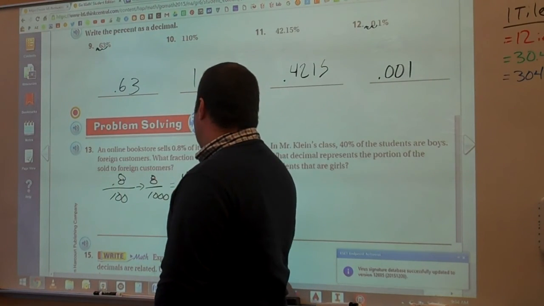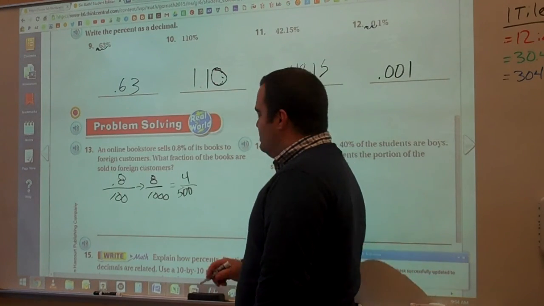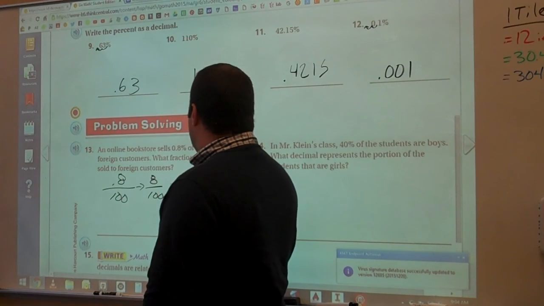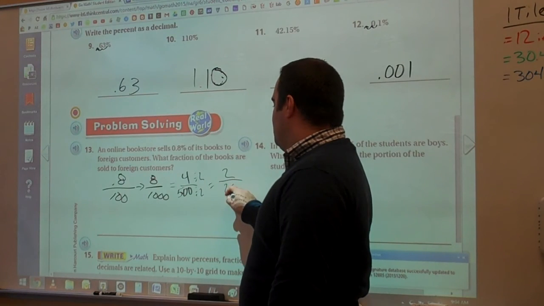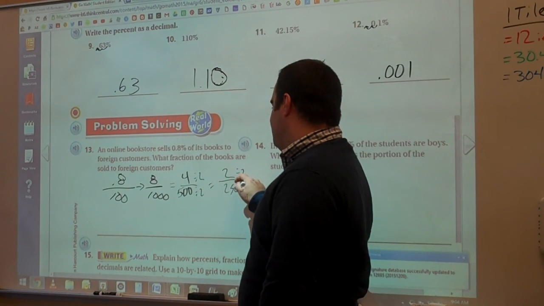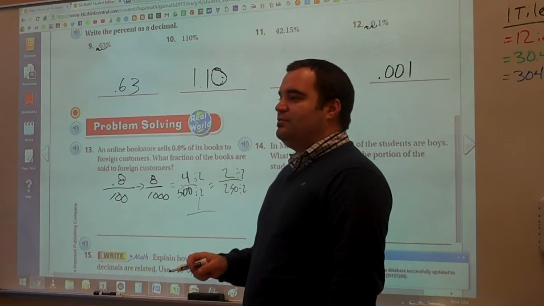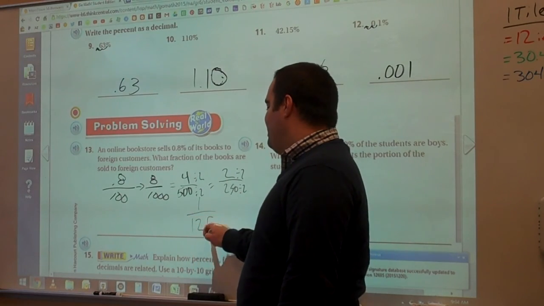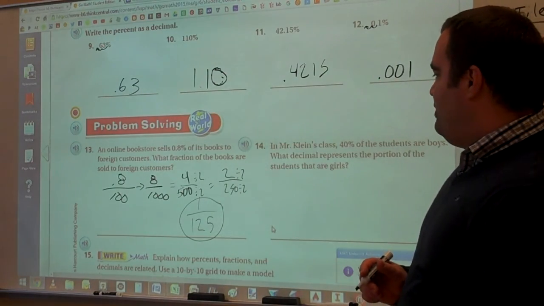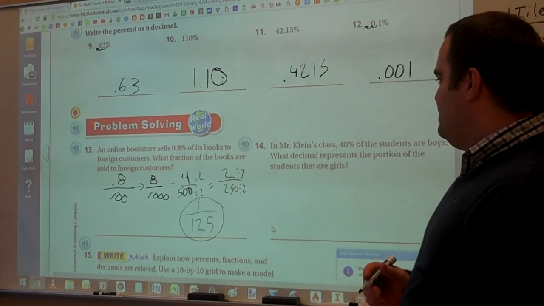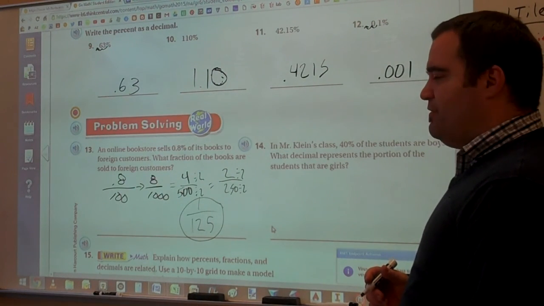500. 4 over 500. Hey, those are both even. Let's divide a 2 out. 4 divided by 2 is 2. 500 divided by 2 is? Those are both even. Let's take 2 out. 2 divided by 2 is 1. 250 divided by 2 is 125. 1/125th of the books are sold to foreign customers. Yes, ma'am. I just gave you the answer.